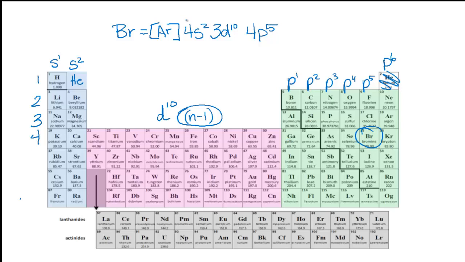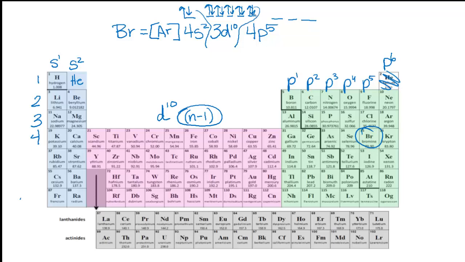To do the orbital filling diagram, I draw 1 line for S. For D, I'm going to have to draw 5 lines, so I'll try to fit that all in here. For P, I need 3 lines. And it's okay if you're working on these to draw some lines to keep them straight. For the s2, I need an up arrow and a down arrow. For d10, I'm going to do up, up, up, up, up. That's 5. Here's 6, 7, 8, 9, 10.